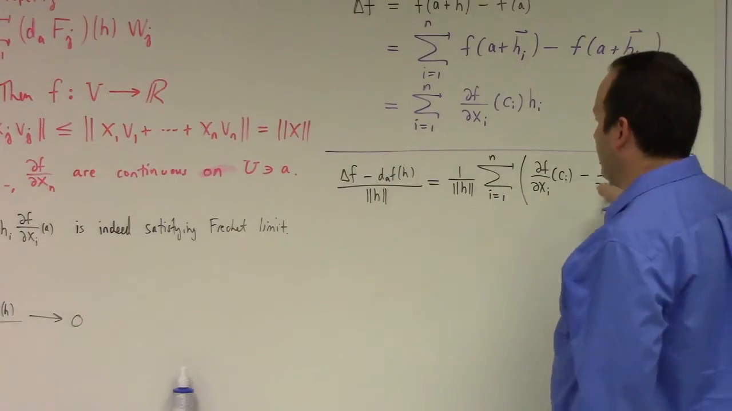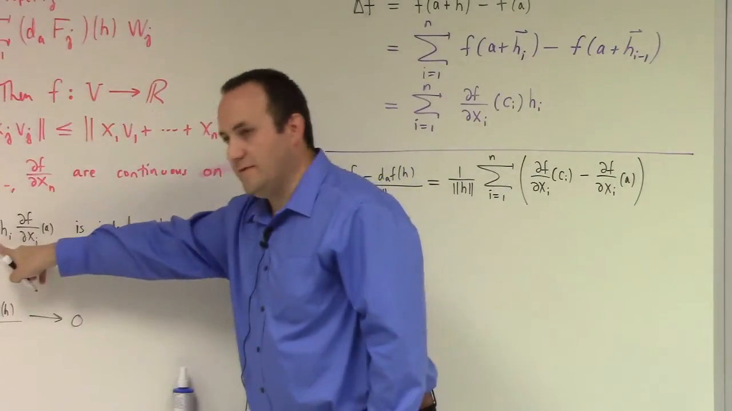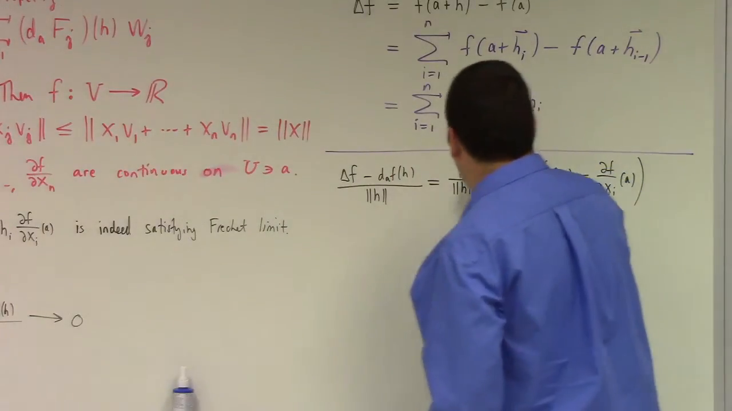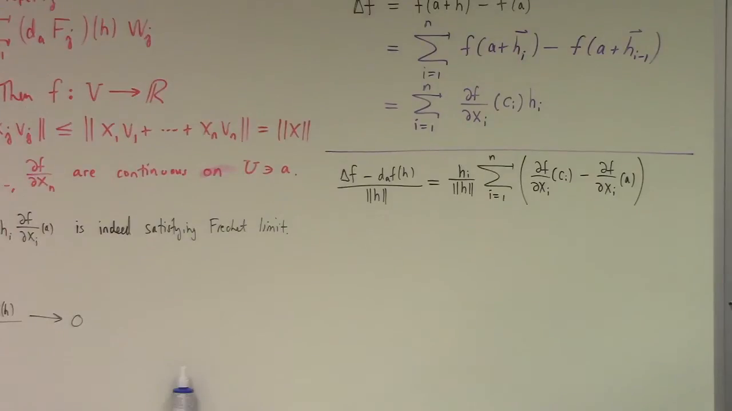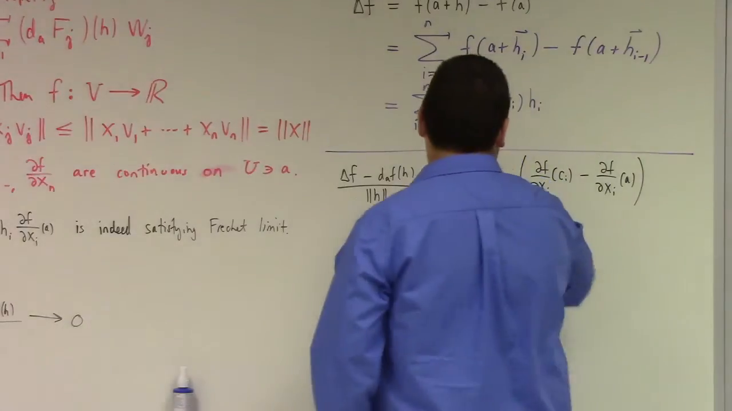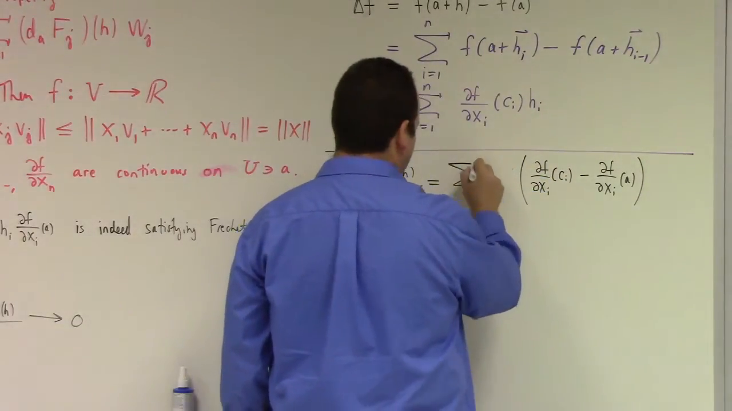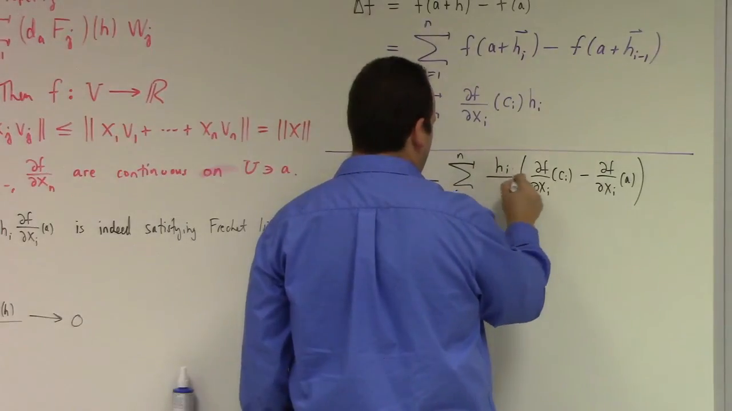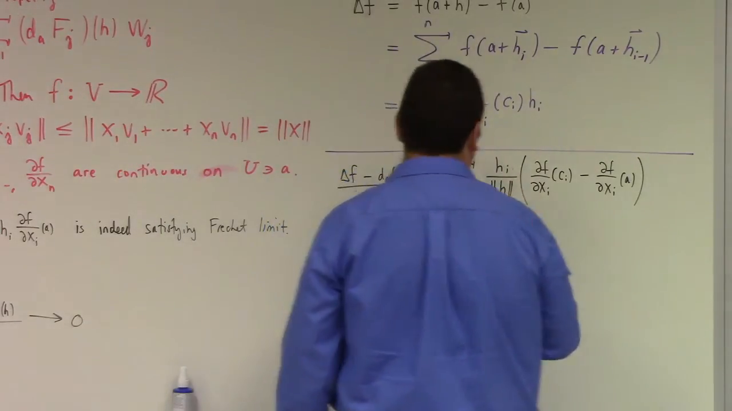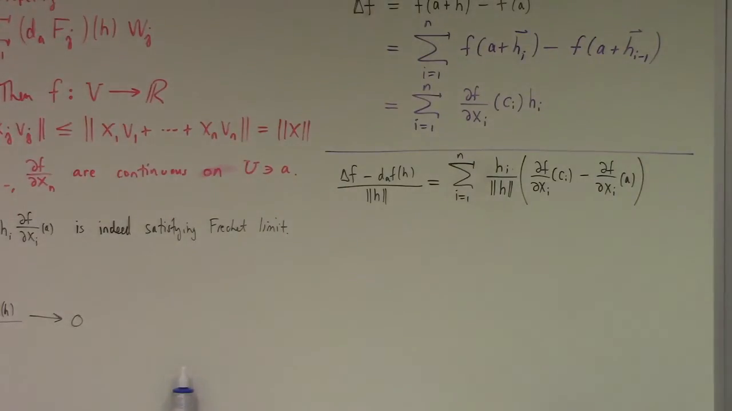Now there was an h sub i in both of these terms that I'm factoring out to the front. Yeah, it probably should be inside the sum, sum i equals 1 to n. Thank you. h sub i divided by the norm of h. I can bring the norm of h inside the sum too. Okay, so we want to show that the limit of this as h goes to 0 is 0.